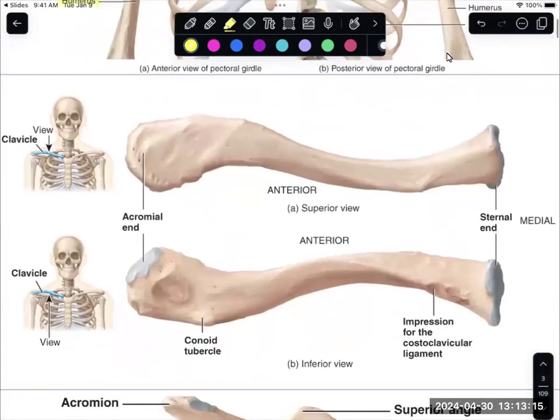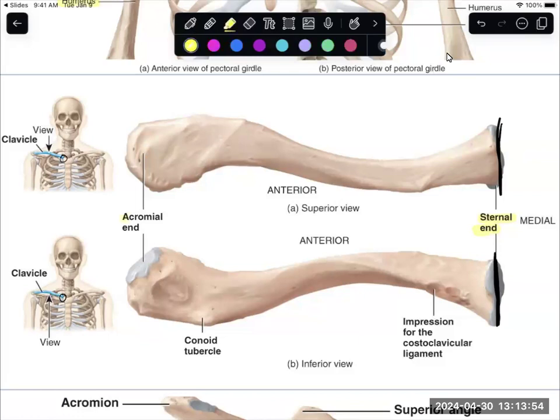So our clavicle has a sternal end to it. The sternal end is more flat, vertical, up and down. You can see this flat edge this way. Here, you can kind of see it from this view here. Sternal end. So this is the side that comes in contact with the sternum down here. That is the sternal end of that clavicle.